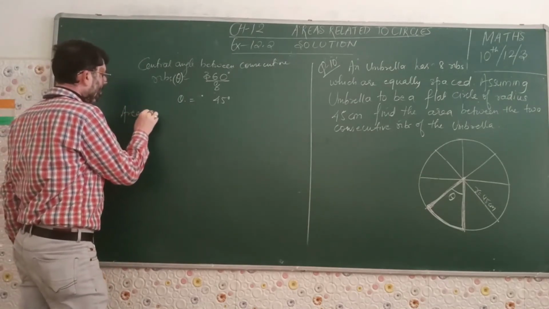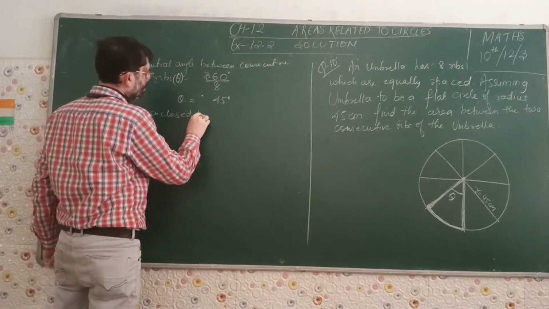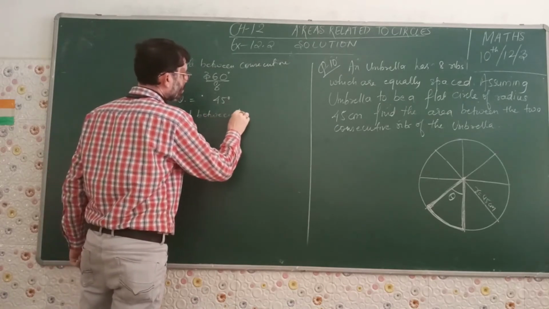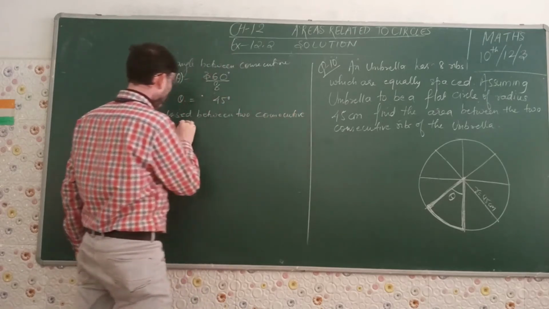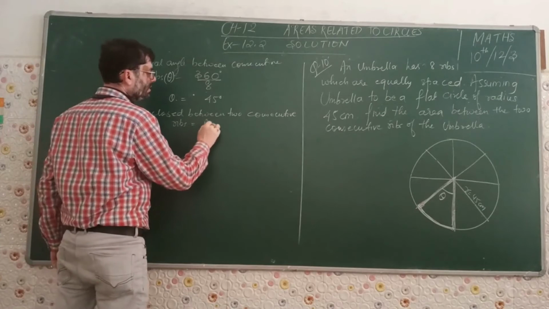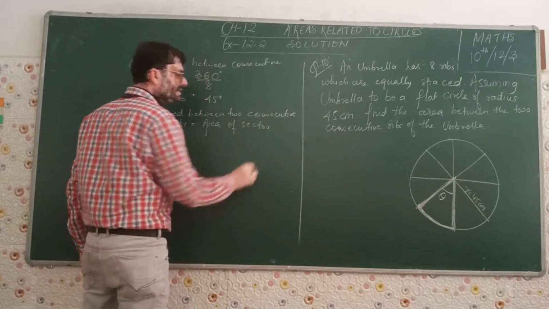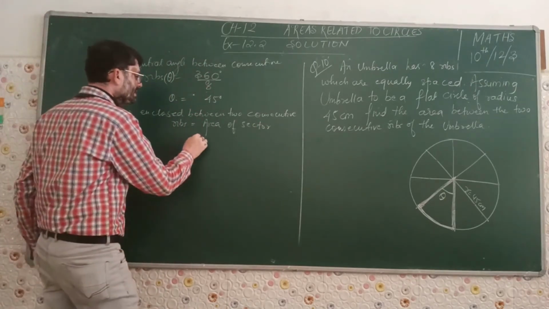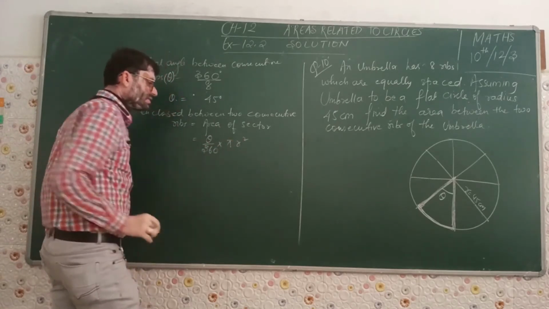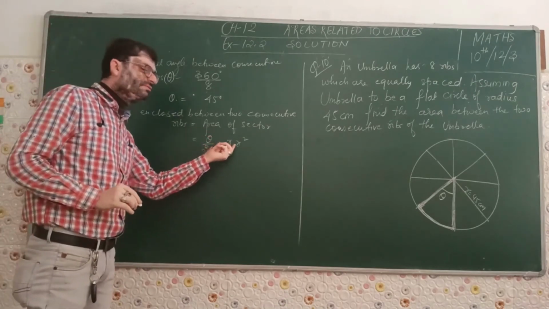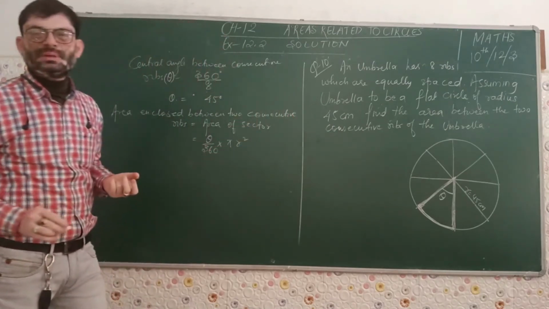Now the area enclosed between 2 consecutive ribs is equal to the area of the shape that is formed. The shape is a sector, and the area of the sector is given by the formula theta by 360 into pi r square. You can take the value of pi to be 3.14 also, or 22 by 7, as per your need or as you wish, unless and until it is mentioned in the question.